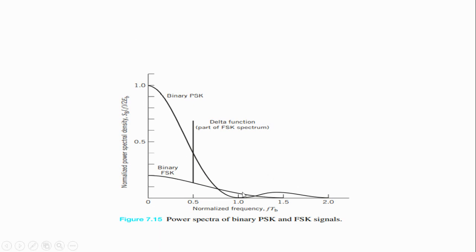Here in this FSK, at 1/Tb the delta function occurs. This is the delta function, this is the in-phase component, and this is the quadrature-phase component.